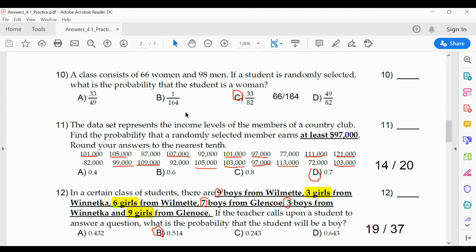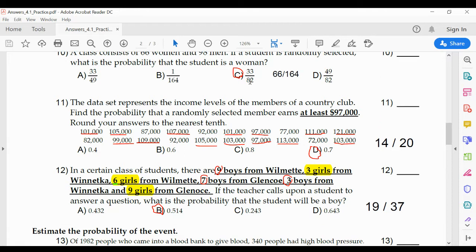The class consists of 66 women and 98 men. Well, first of all, they haven't told you the total. How hard is that to figure out? 66 plus 98 gives you your 164 total number of outcomes. What's the probability of selecting a woman? Well, he tells you there's 66 women. Favorable is 66. Total is the sum of 66 and 98, or 164. You're going to see in many of these problems they leave a piece out. The piece here they left out is the total. It wasn't all that difficult to add 66 and 98 to get 164. Reduced to lowest terms, 33 over 82.